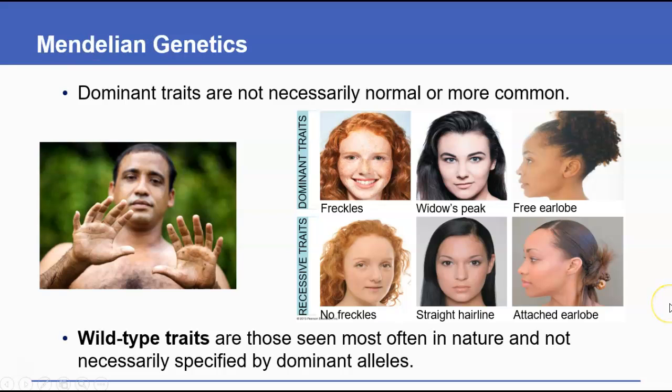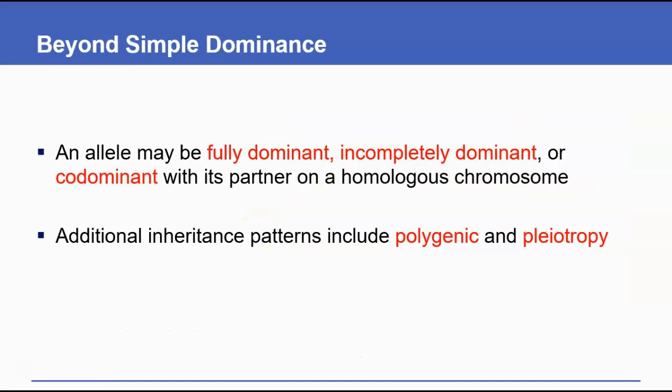But before I get into what doesn't follow Mendelian genetics, I also want to point out right here that just because something is a dominant trait doesn't necessarily mean it's more common. So we're going to see having extra fingers and toes is a dominant trait. It's rare, so it's not the most common. It's not the wild type trait. It's not what's most often seen, but there is no necessary correlation between something being dominant and being inherently more prevalent within a particular population.